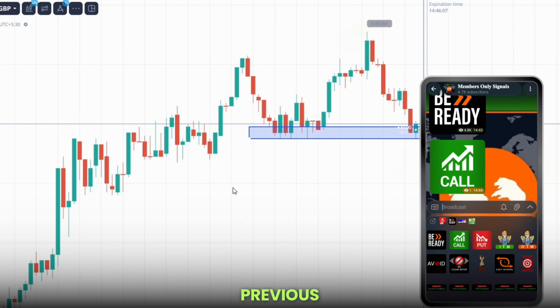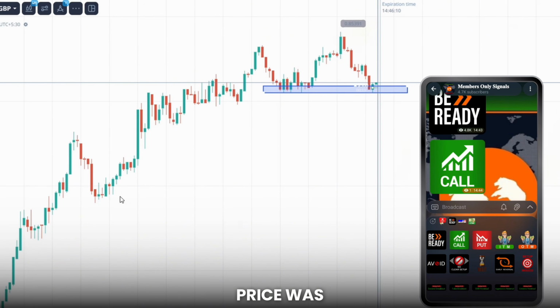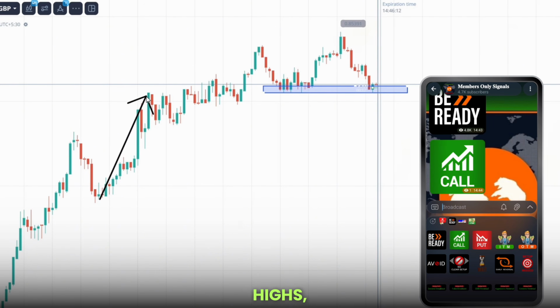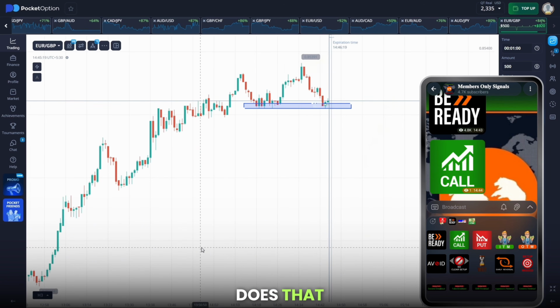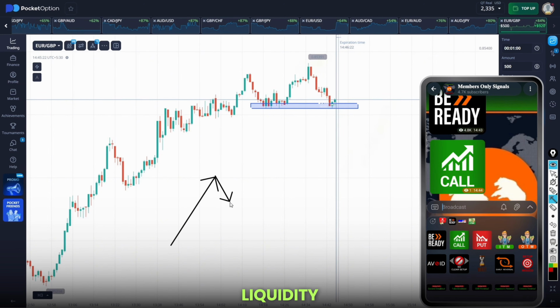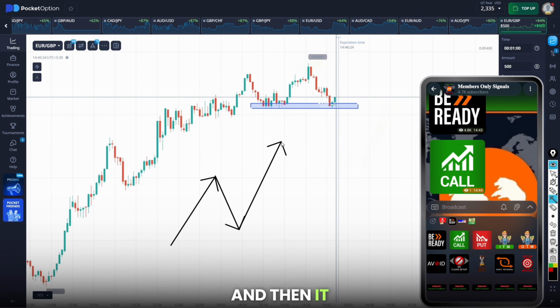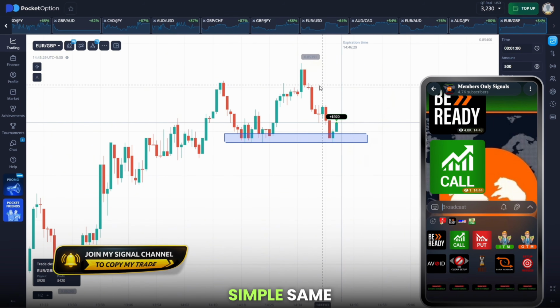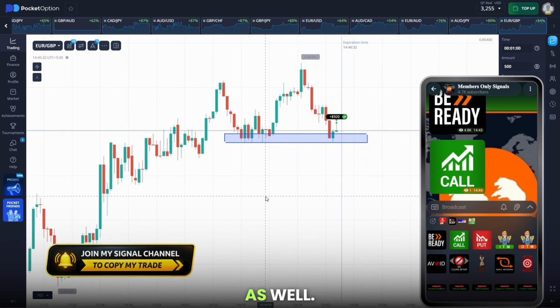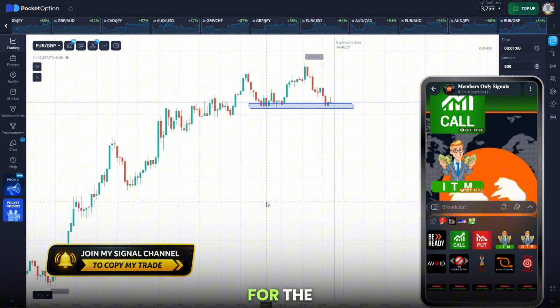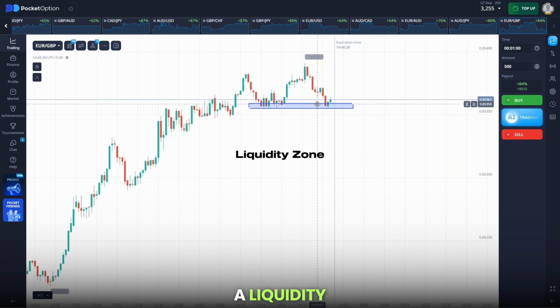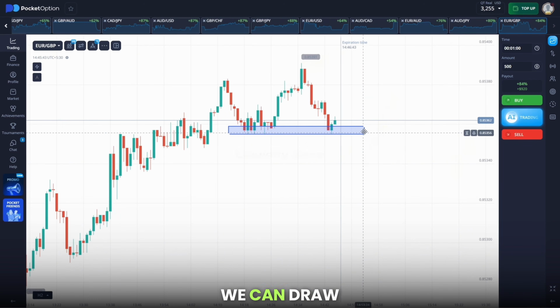You can see previous history shows that price was always creating highs, then it was reversing, creating highs, and reversing, creating highs and reversing. The price does that because it wants to grab liquidity that is available at the bottom and then it goes up again and then reverses again to grab liquidity. We use the same simple logic here as well. We just wait for the price to hit a liquidity zone.